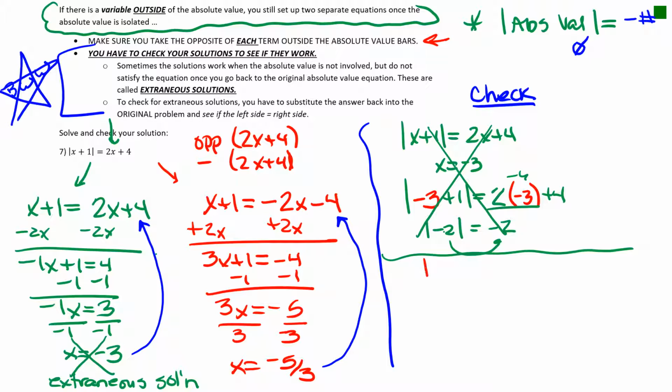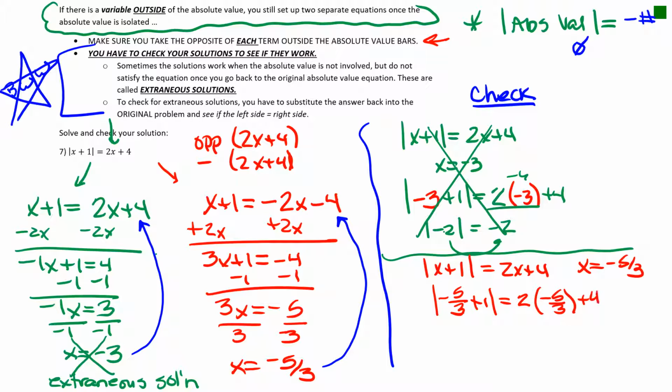Okay, now we got to try going back to x plus 1. This one's a little more work. Equals 2x plus 4. And we're going to let x equal -5/3 to see if it works. So the absolute value of -5/3 plus 1, we're going to see if that equals 2 times -5/3 plus 4. So you can go to your calculator or you can actually use math. -5/3 plus 3/3, that's the absolute value of -2/3.